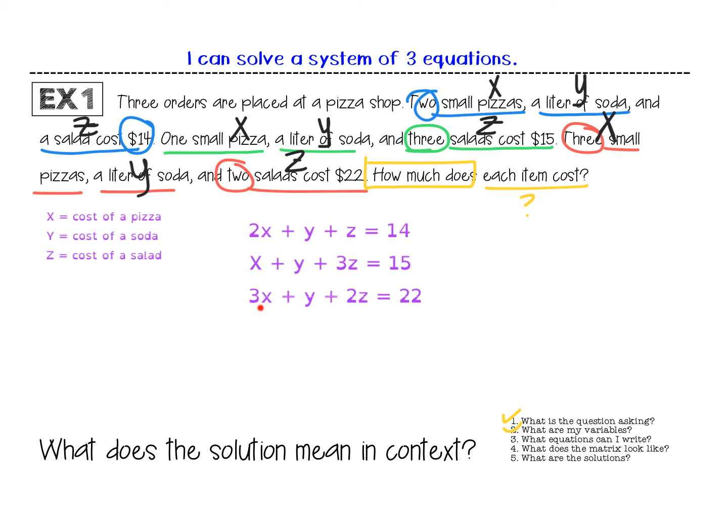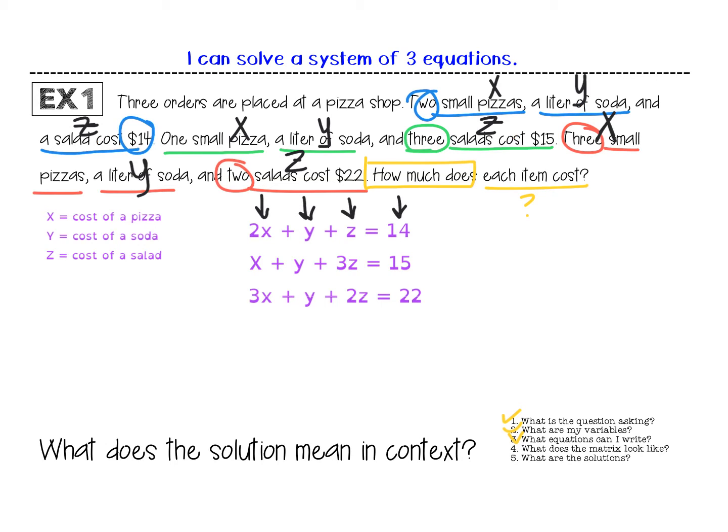And then I had 3 x's, 1 y, and 2 z's, gave me 22. So now that I've written my equations, I'm going to go to my calculator and use that matrix function. In order to use the matrix function, it always has to be in standard form. Standard form is where I have all of the same variables aligned, and if I don't have a variable, I put a 0 in for it, and they all equal a constant.